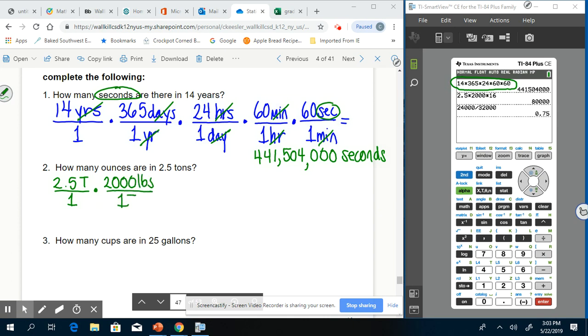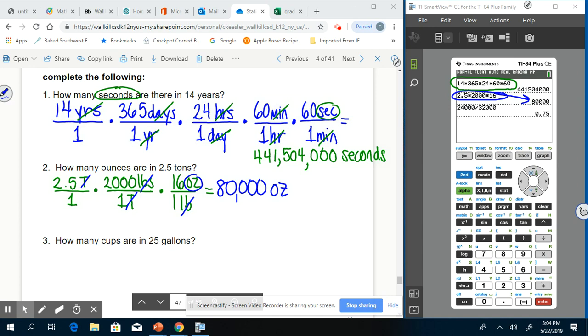So we're going to write 2,000 pounds over 1 ton. And then also up in the top of the notes, you see that 16 ounces are in 1 pound. So now we want pounds in the denominator. So we have 16 ounces over 1 pound. And that should get us to the right unit. We can check by canceling. Tons cancels with tons, pounds cancels with pounds, and we're left with ounces. And then if you multiply 2.5 by 2,000 times 16, we get this answer right here of 80,000 ounces. So there are 80,000 ounces in 2.5 tons.